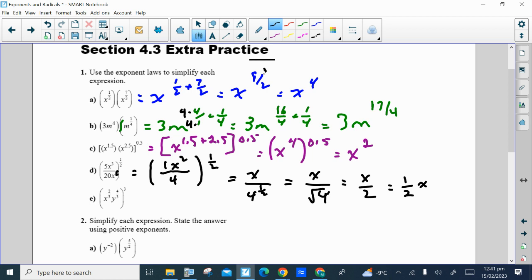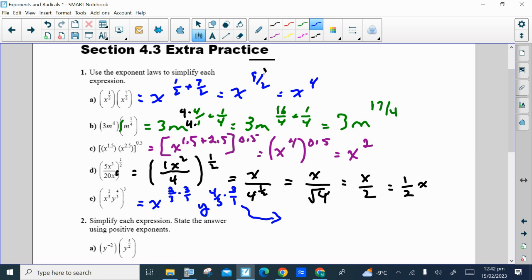Question E. Allie, what do we do to the exponents here? You multiply them, that's right, and the bases stay the same. So you're going to have x to the 2 over 3 times 3, which is 3 over 1. And then for the y part, you're going to have y to the 4 over 3 times 3 over 1 as well. Now you can multiply top times top, bottom times bottom, and then simplify.